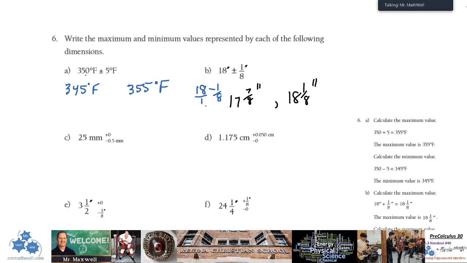Okay, so you could do it this way and come up with an answer using a common denominator times 8 times 8, or you could think about your tape measure. Okay.